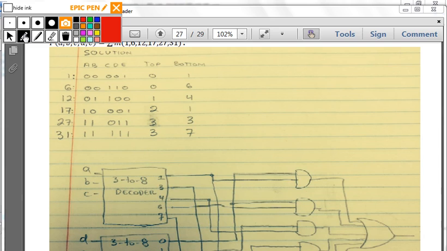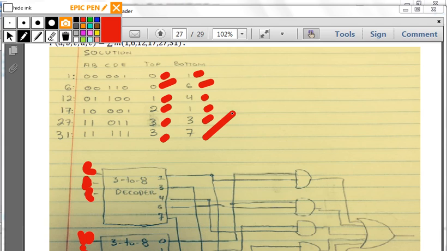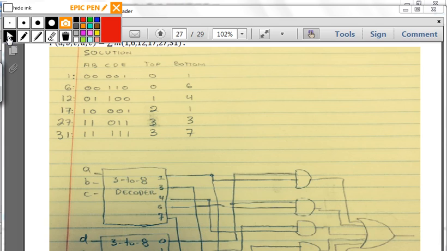Should it be, on the first decoder, CDE and the second one AB? Yeah, you're correct. The way I have it up here, it should be A, B, and then C, D, and E. That's the correct notation. So from there, it's just 0 and 1, 0 and 6, 1 and 4, 2 and 1, 3 and 3, 3 and 7. And then you just use OR gates from there. Does that make sense? So now you can significantly simplify the complexity of your design.